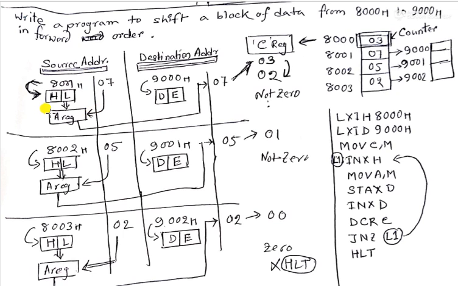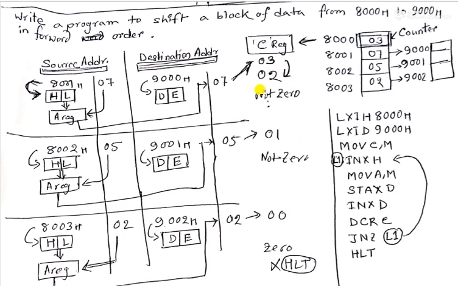In the accumulator right now 07 is present, and we have to move this 07 to 9000. We move it to 9000 through the DE register pair, because 9000 is stored in the DE register pair. Then we decrement the counter value, that is 03 to 02. We decrement this C register from 3 to 2.